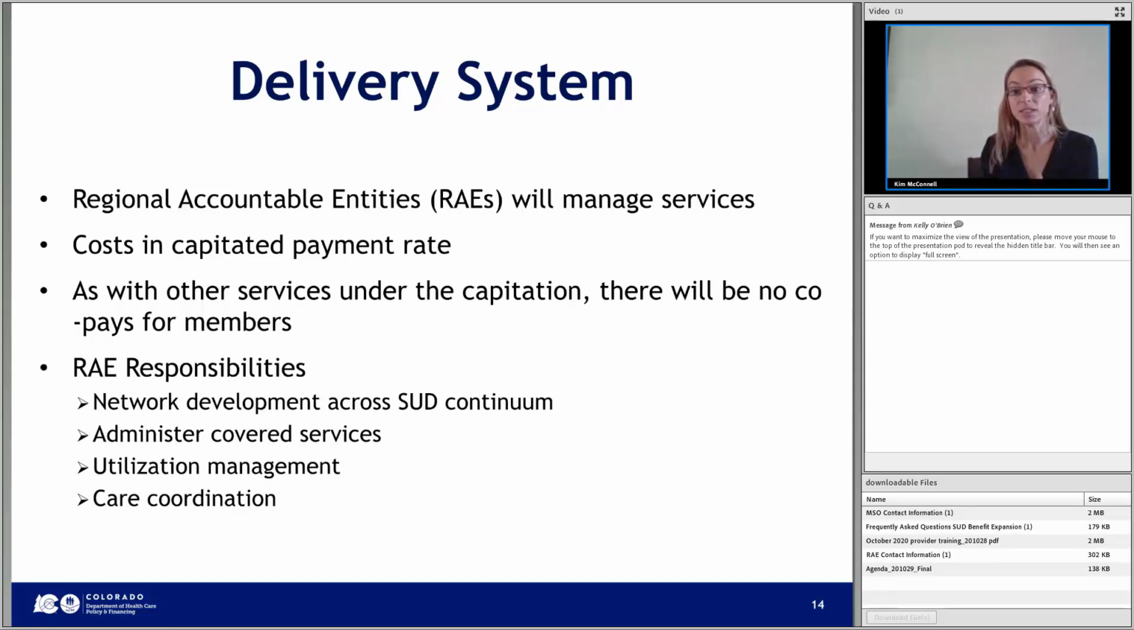The RAEs will be doing a number of things to manage the benefit. One of the things that they'll be doing is developing networks, and they'll have networks available at every SUD care level. So they currently have networks for outpatient and intensive outpatient, and they are in the process of developing networks for 3.1, 3.3, 3.5, 3.7, and the 2 withdrawal management levels of care as well. They'll also be doing utilization management, so they'll be doing some prior authorization that we'll talk about in depth as we get further along this morning for services. They will also be providing and managing care coordination for those services as well.